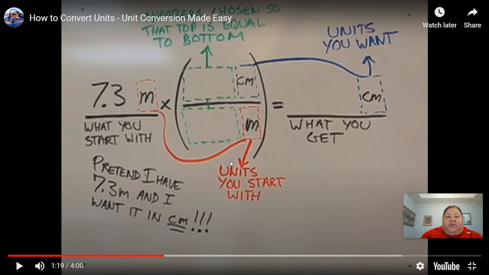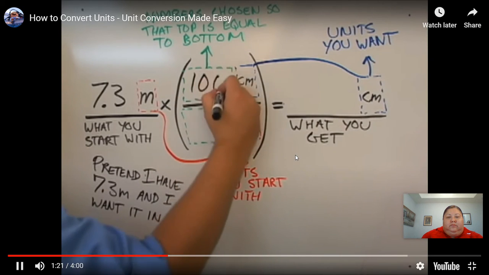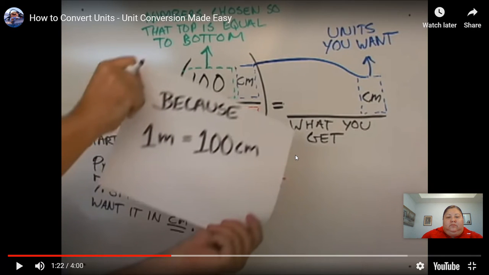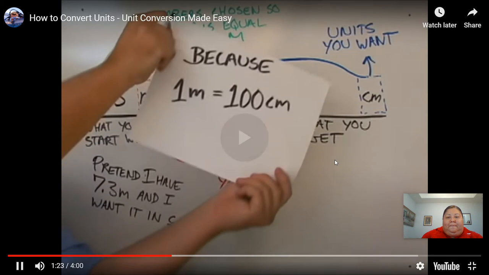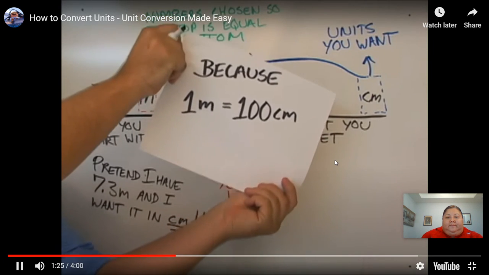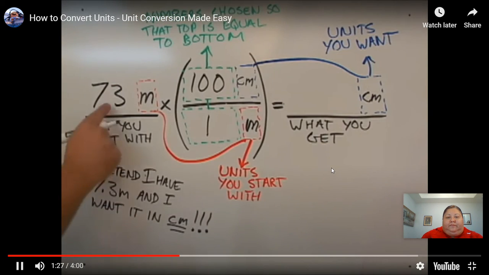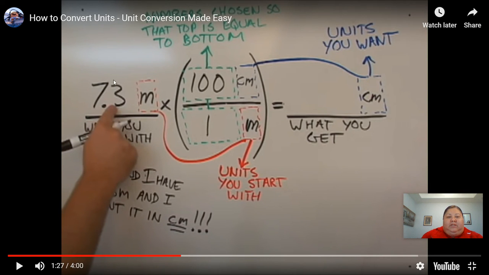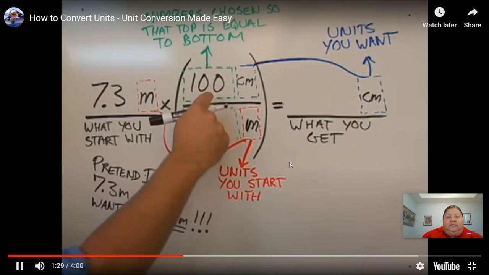Now we need a conversion factor. This is the conversion factor I'll give you. I'll tell you, for every 1 meter, you're going to need 100 centimeters. Okay? You see, this is the given information that I'll give you. Now they're both on top. What should they do? They should be multiplying.